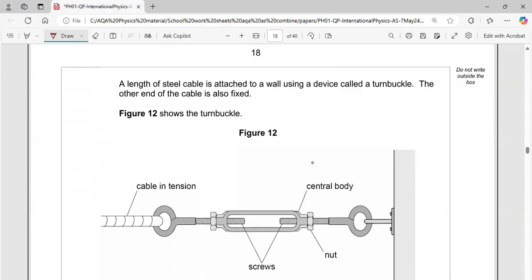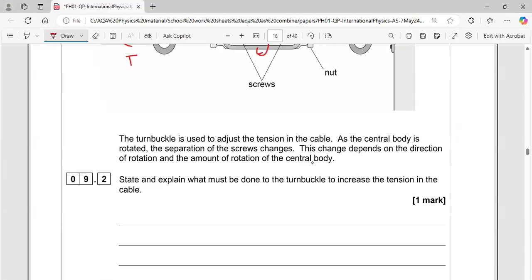There is a steel cable that is attached to the wall using the device called a turnbuckle. This is a turnbuckle. The other end of the cable is also fixed. So this is the main cable, which is attached with screw with this central body, and the other part is attached to the rigid wall. This central body, or the turnbuckle, is actually used to tighten this cable. So when you rotate the turnbuckle, these two screws will get closer to each other and then the tension in the rope is going to be increased, or the rope is going to be stretched. That's how it works actually.